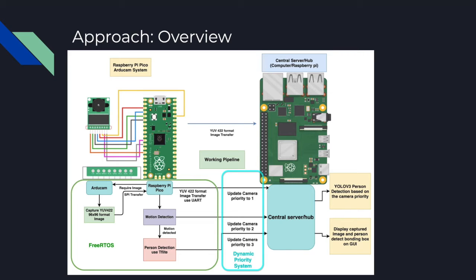Inspired by the FreeRTOS task priority system, I designed a dynamic priority system. The system will continuously update each camera's priority based on the computational result inside the Pico and the result from the central server. The camera with higher priority will have their data processed faster in the central server. The implementation detail will be mentioned later in the priority system section.